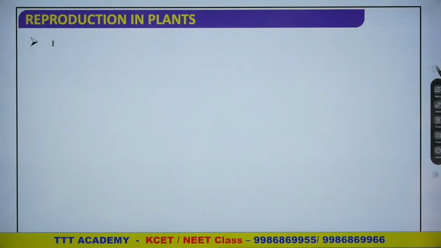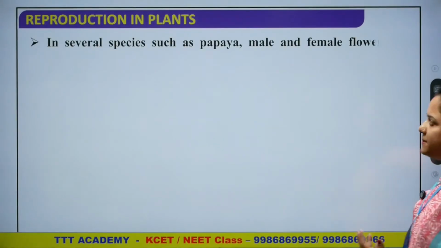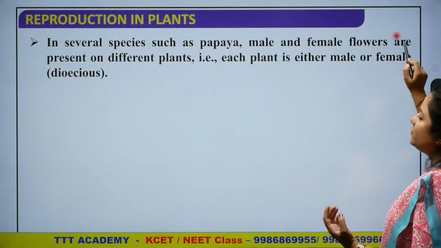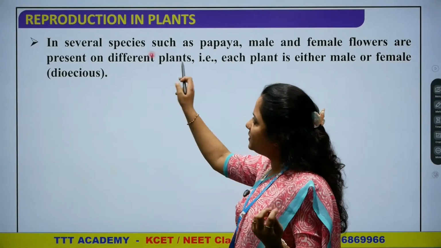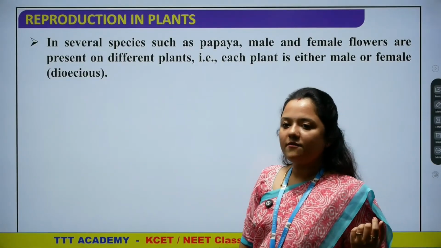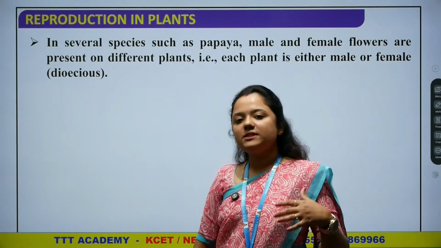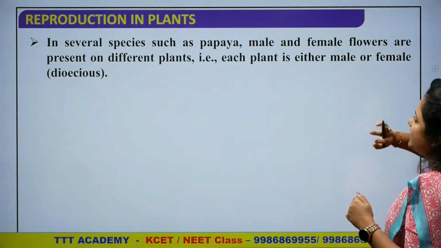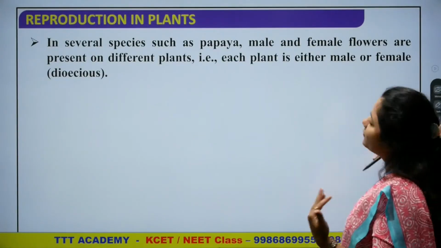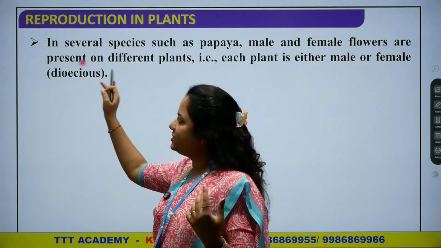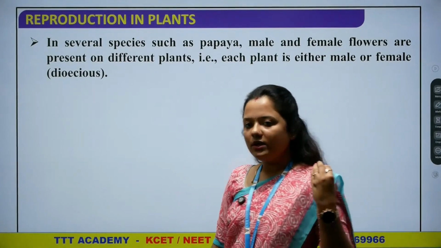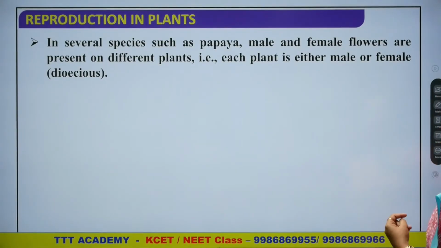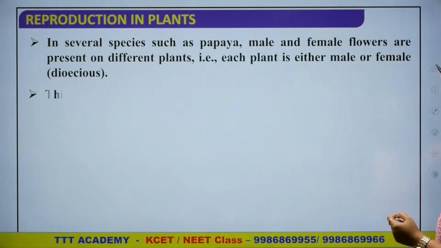All right. So in other species like papaya, in the papaya plant species, male and female flowers are present on different plants, correct? They do not have both the reproductive organs in the same plant, but in different plants. Okay? So then what happens, each plant is either male or female. So that kind is called dioecious. Dioecious condition means only one of the reproductive organs is present. For example papaya, it is dioecious.